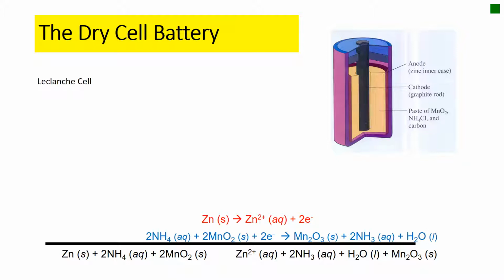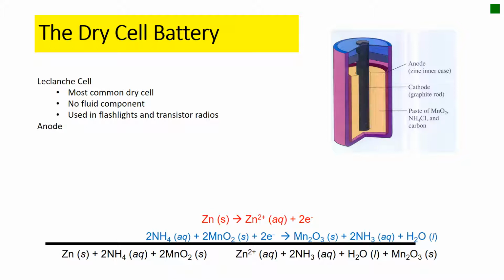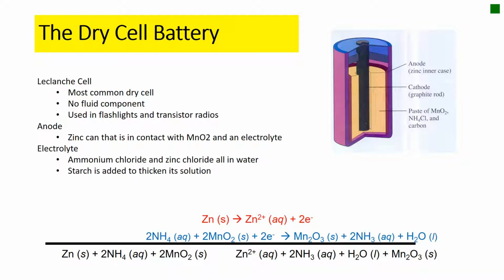The dry cell battery, also known as the Leclanché cell, is the most common dry cell. There is no fluid component, and it is used in flashlights and transistor radios. The anode is a zinc can that is in contact with manganese dioxide and an electrolyte. The electrolyte has ammonium chloride and zinc chloride in water, and starch is added to thicken the solution. The cathode is just a carbon rod, and here we have the anode and the cathode reactions.